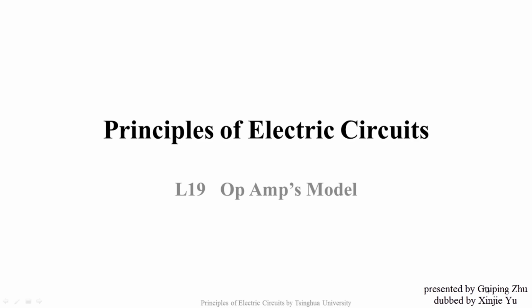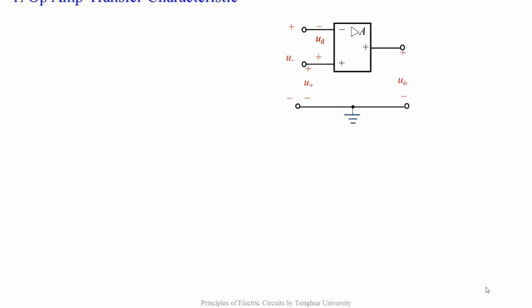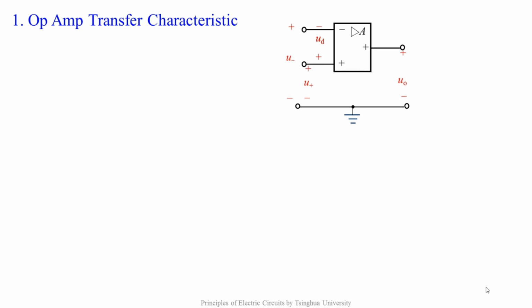Well, let's learn about op-amp's external characteristics and build its model by using resistors and controlled sources that we've learned before. Based on these external characteristics, firstly, let's focus on op-amp's transfer characteristic. It's a transfer characteristic when op-amp is operating at the open loop condition.